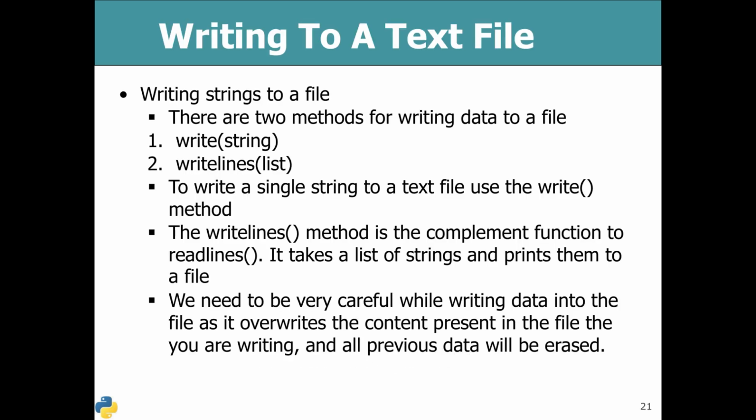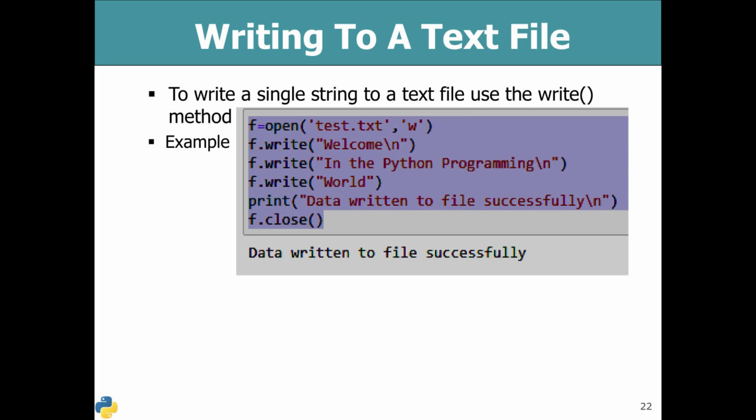Write to text files using write or writelines. Be aware that opening in w mode overwrites existing content. To write, open in w mode, use f.write for strings, then close the file to save data. Writing to test.txt and closing it stores the content.